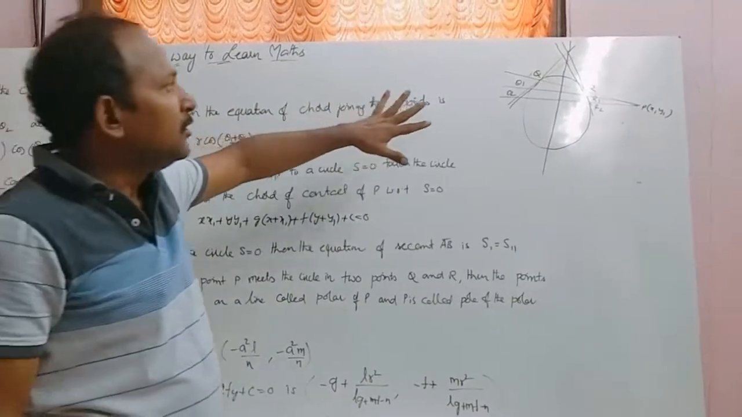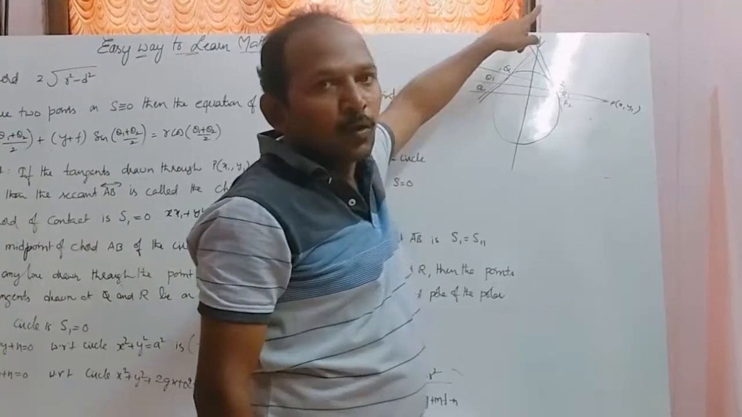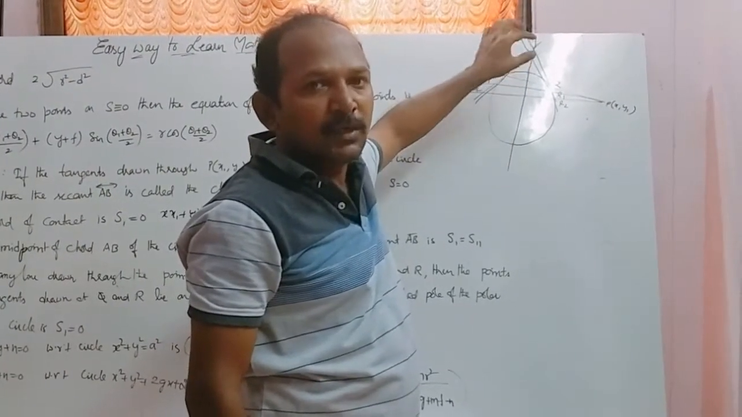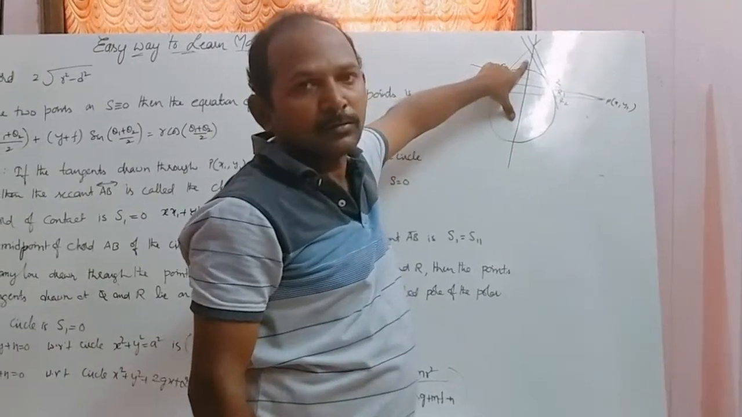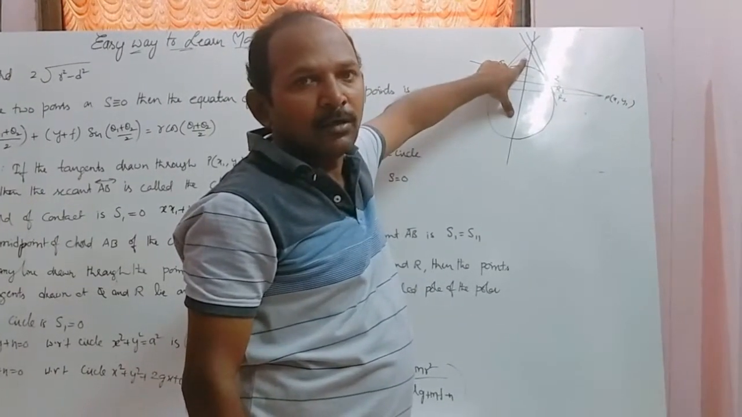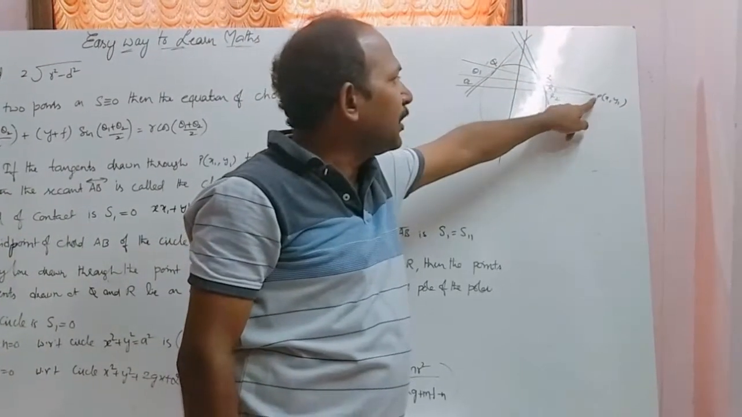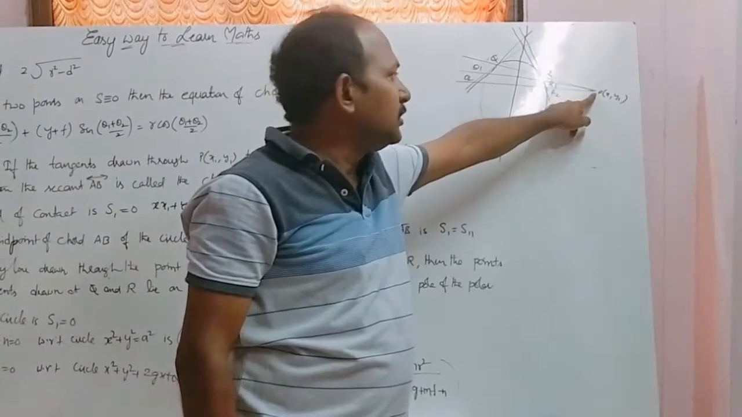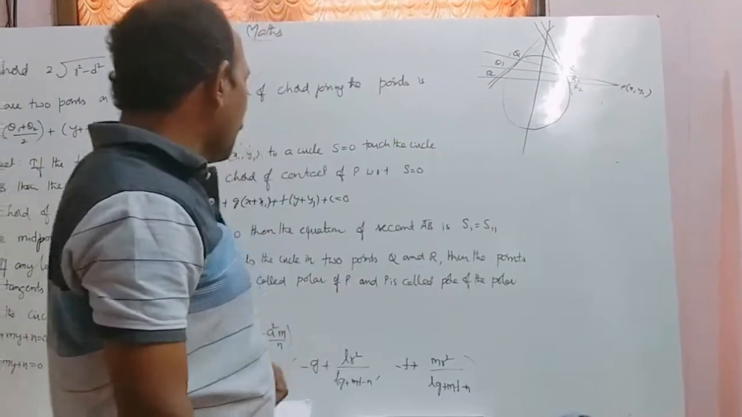That is, these points of intersection are collinear. Collinear means points on the same line. Then this line is called polar. This line is called polar, and this external point is called pole. This is pole, this is called polar. Okay.